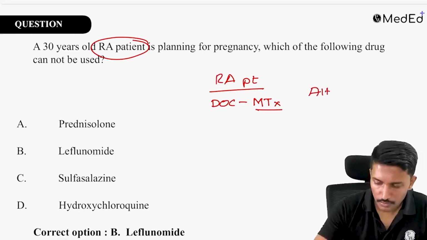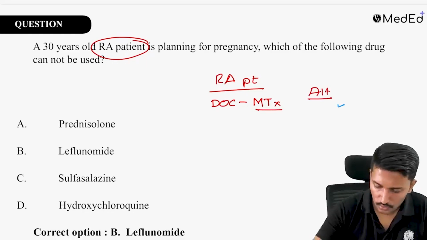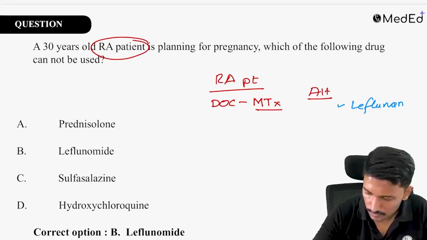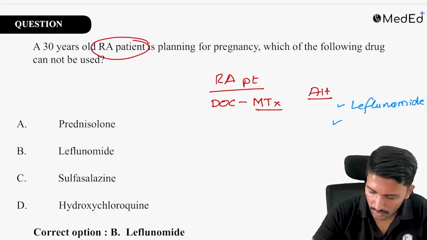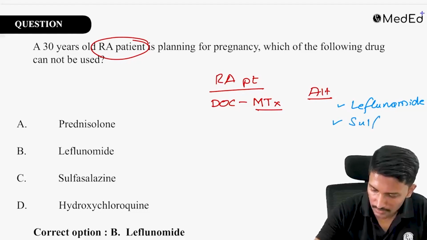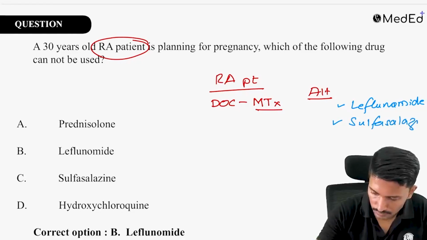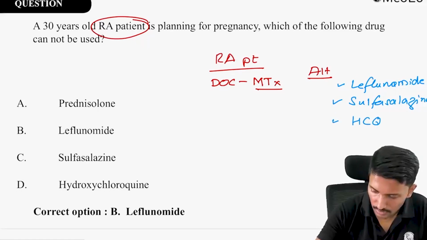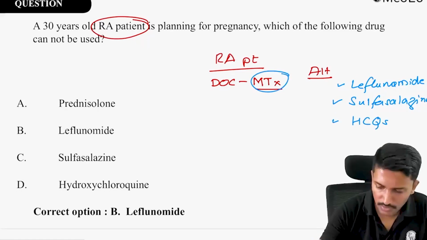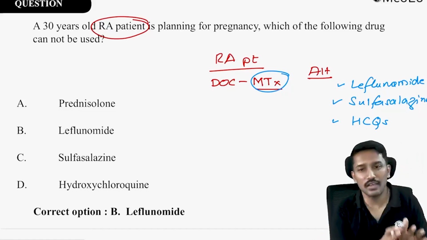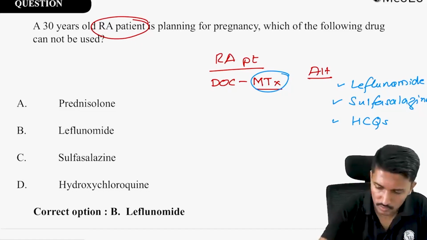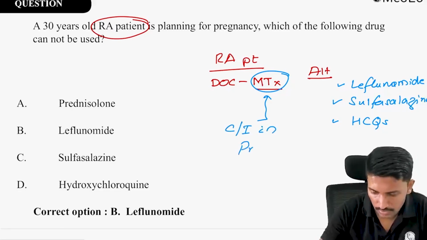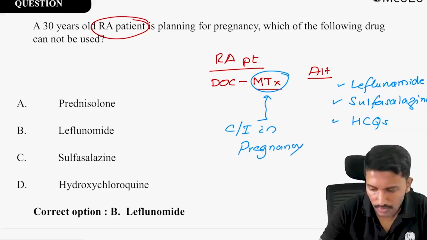Now, alternative to methotrexate, what else can I use? I can use drugs like leflunomide, or sulfasalazine, and hydroxychloroquine. But the preferred drug will be methotrexate. But methotrexate is clearly contraindicated in pregnancy, right? So please remember, methotrexate is contraindicated in pregnancy. I can't use it, so I have to think of the other drugs.